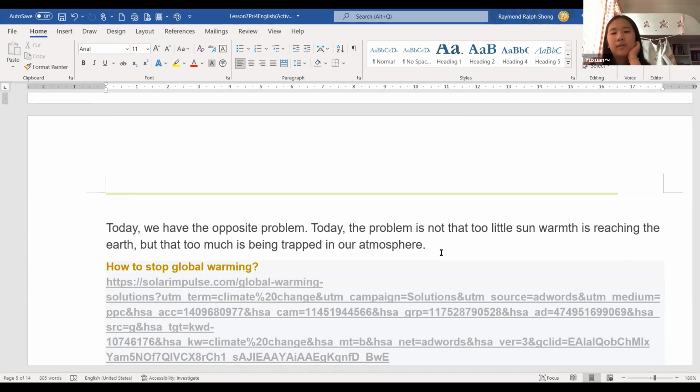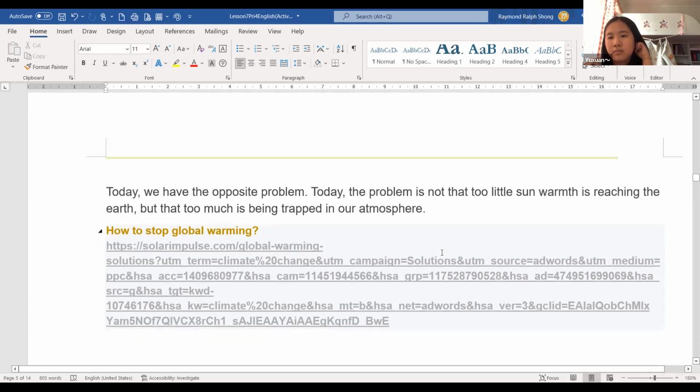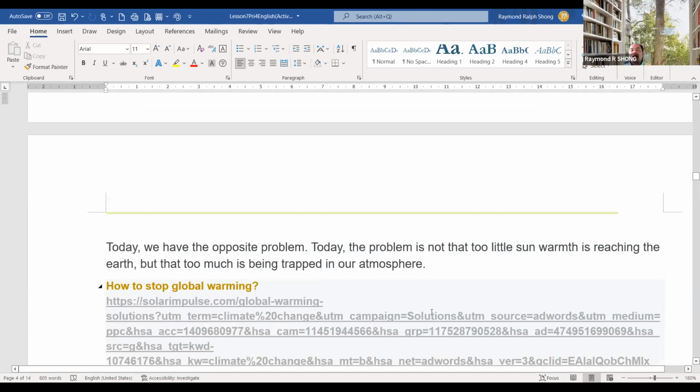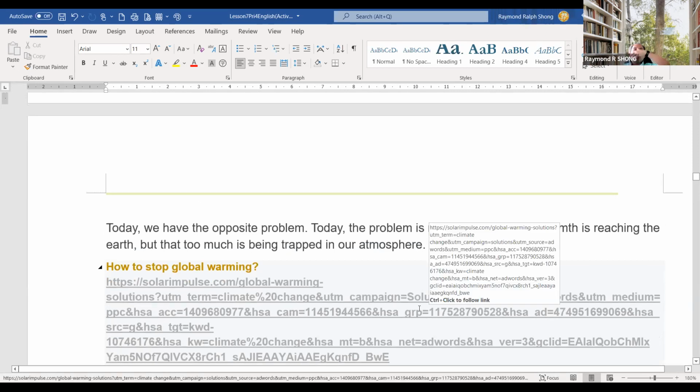Today, we have the opposite problem. Today, the problem is not that too little sun warmth is reaching the earth, but that too much is being trapped in our atmosphere. Sad to say again. You see, this is the time now. The heat cannot go out of the earth.